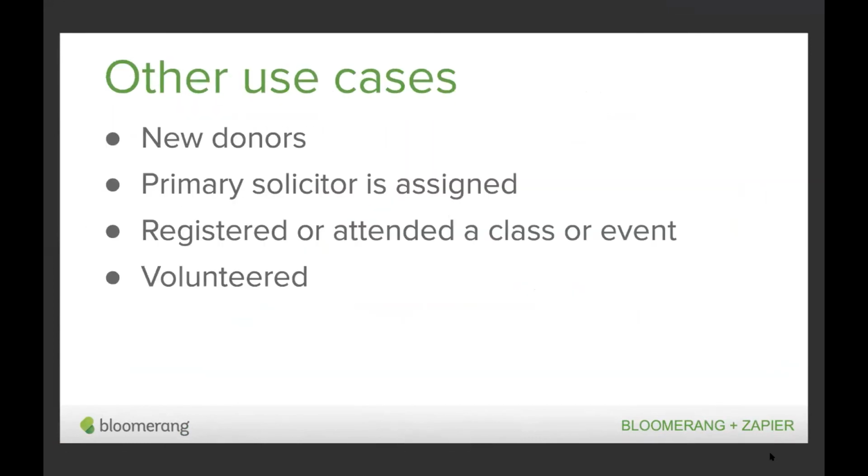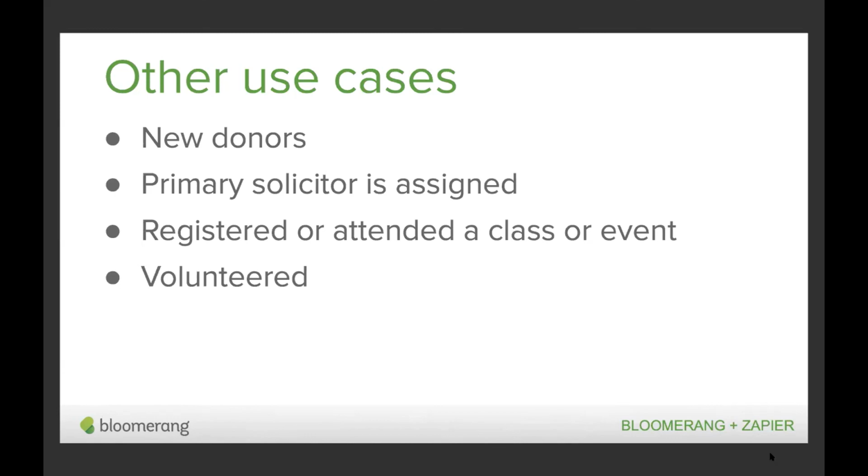So you may be curious about other scenarios where using Mailchimp events to trigger an automated email or a drip campaign could be implemented. So here are some other examples. You could use automation for new donors, to target constituents who donated to a specific campaign, to target constituents who are assigned to a primary solicitor, constituents who've registered or attended a class or event, or when a constituent volunteers.